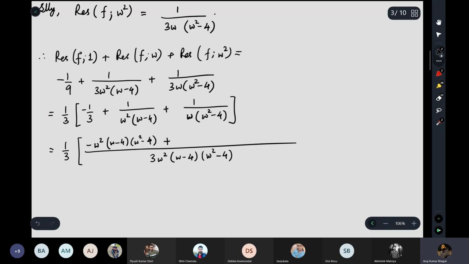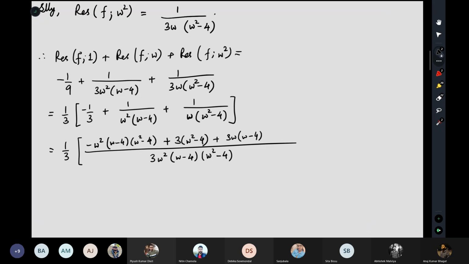What will be remaining in the second term? Can you tell me? 3. So omega square is already there, omega minus 4 is already there, so omega square minus 4. And for the last term, 3, 1 omega will be there, omega square minus 4 is there, so omega minus 4 will be there. Please verify, okay?